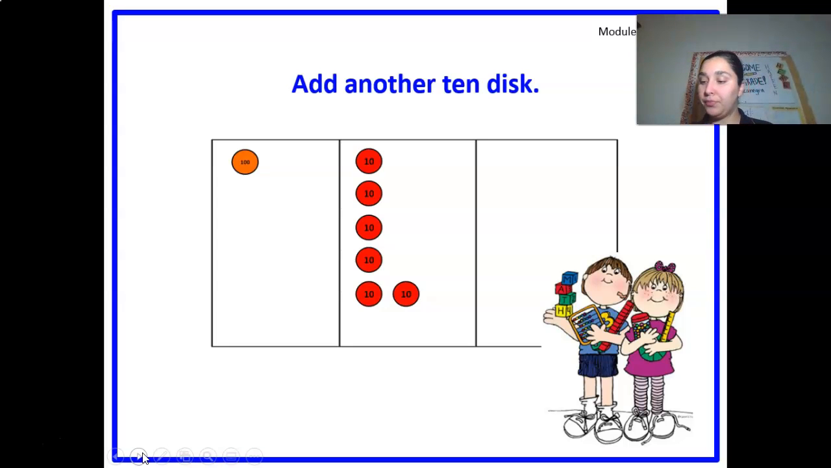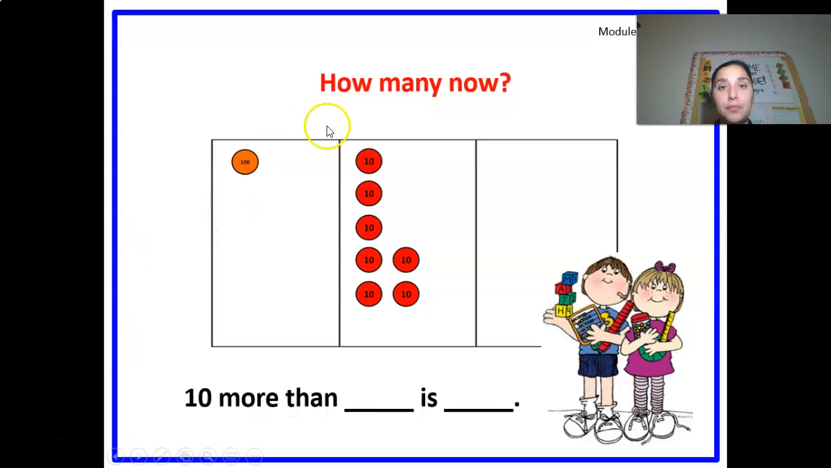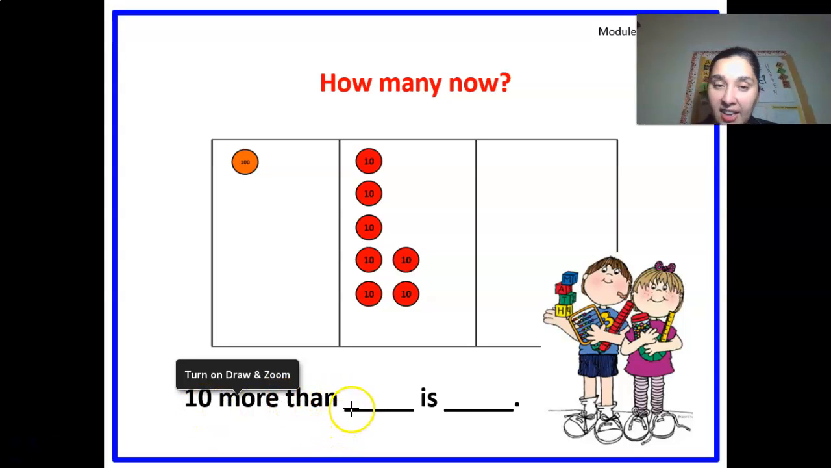Now, we're going to add another 10 disc. How many now? So, 10 more than 160 is 170, boys and girls.